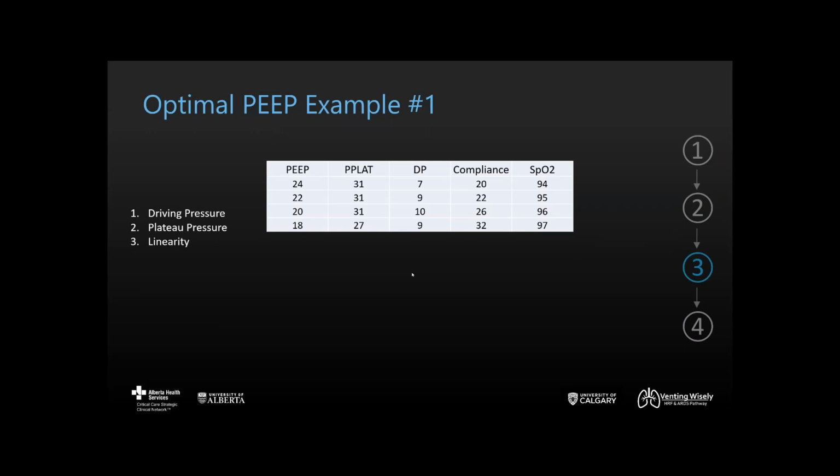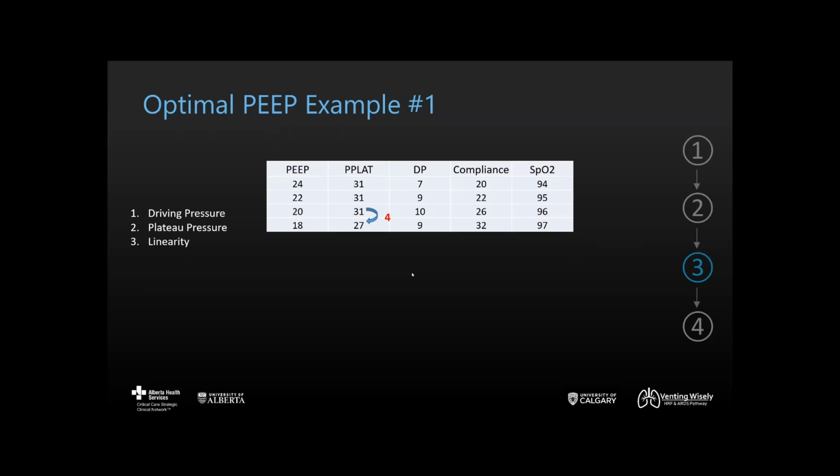Now, what about linearity? Actually, there was nothing linear with the plateau being the same from PEEPs of 24 to 20, and note the driving pressures are increasing. This may be due to a morbidly obese patient. Just looking at these numbers and not the patient, we can only guess. For this example, we see the plateau pressure going from 31 to 27, and that gives us a plateau pressure delta of 4, so no linearity.